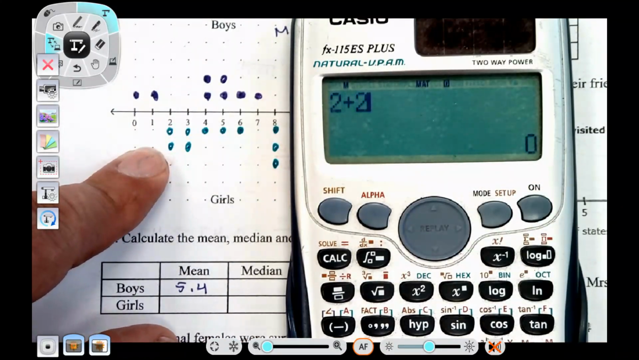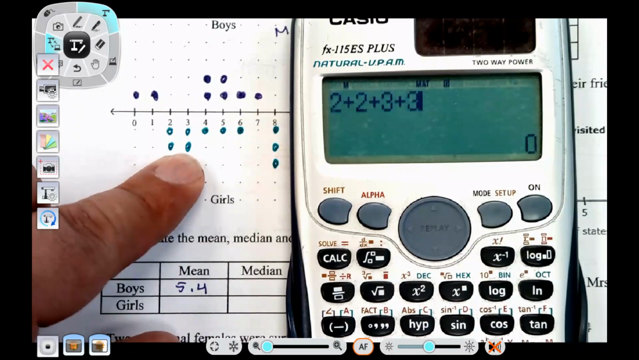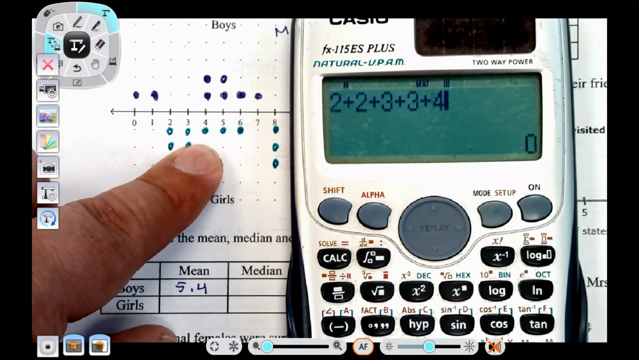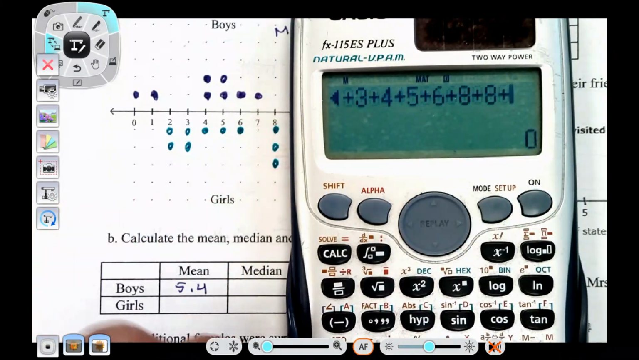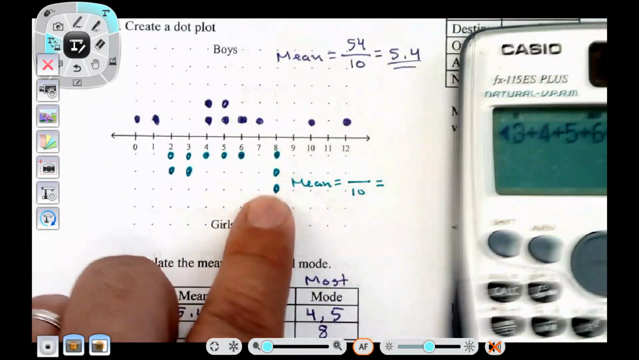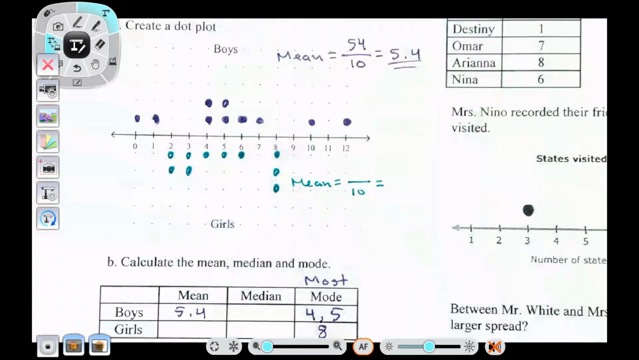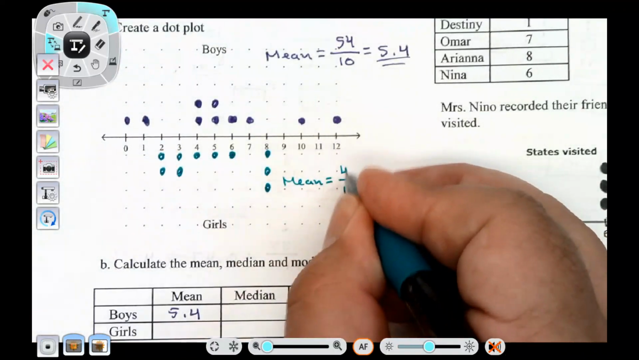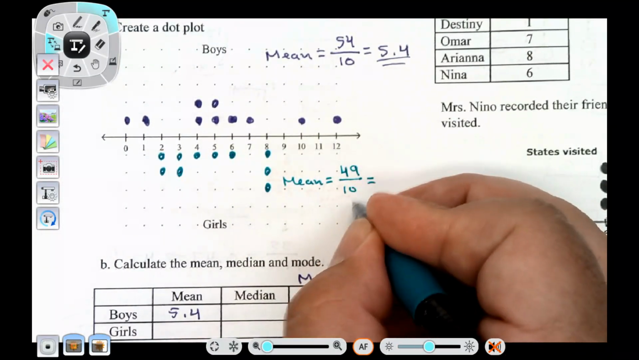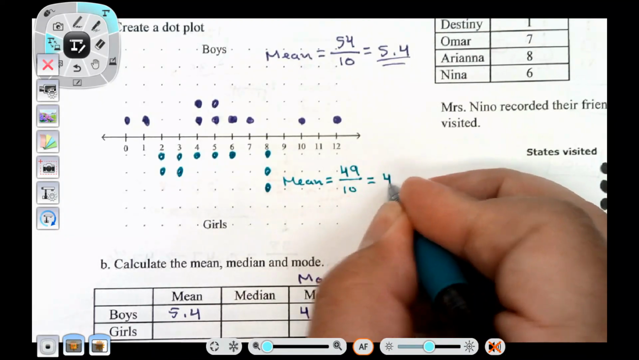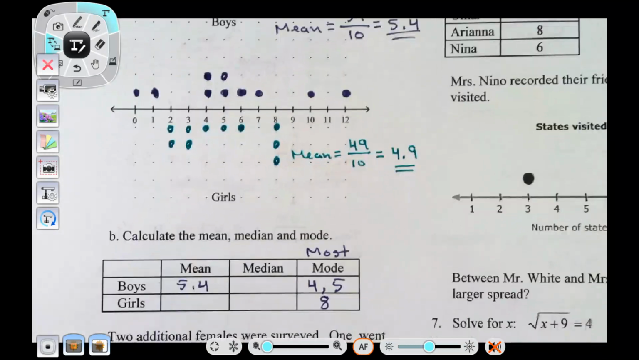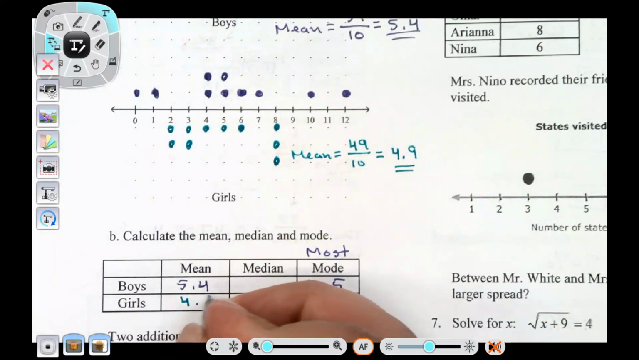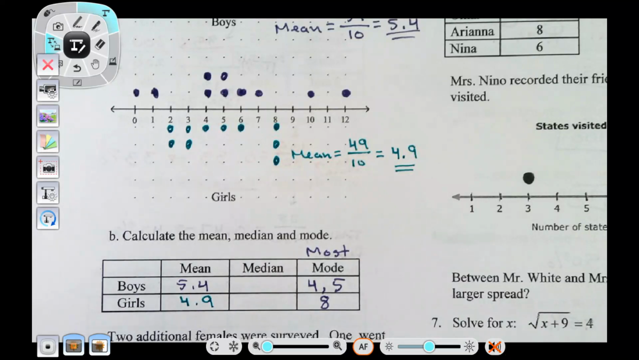2 plus 2, because there's 2 dots, plus 3 because there's 2 dots, plus 4 plus 5 plus 6. Now there's 3 eighths. So I'm going to go plus 8, 8, 8, 3 eighths. And then that's it. Those are my 10 numbers. So 49 for that one. So I'll put a 49. And then on my calculator, I'll divide by 10, which makes it 4.9. And that would be the mean for the girls. So 4.9 down here.